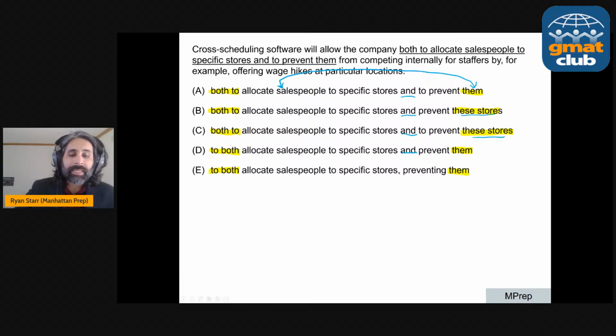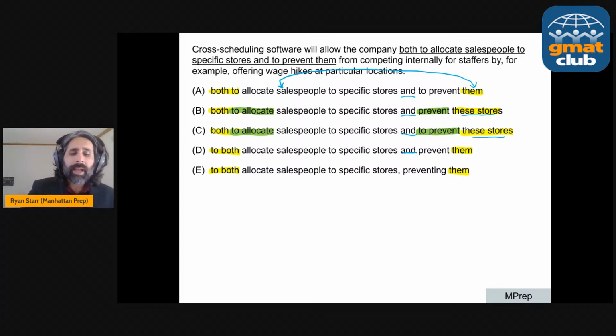And then you're down to B and C, and you can decide B versus C based on the other stuff at play here. For instance, of course, both to allocate, which is what we have in both of these beginnings, versus and prevent and to prevent. This is an issue called parallelism, one of the prominent issues, as we saw on our other slide of prominent issues in sentence correction. And the general rule is if you have a two-part setup, both X and Y, either X or Y, make sure that the X part and the Y part look pretty alike.